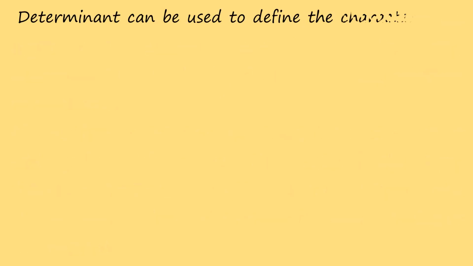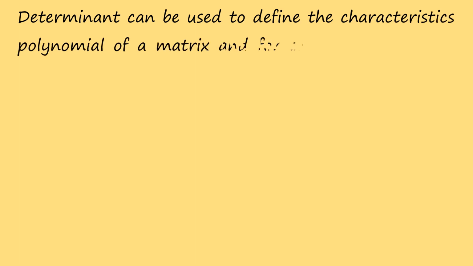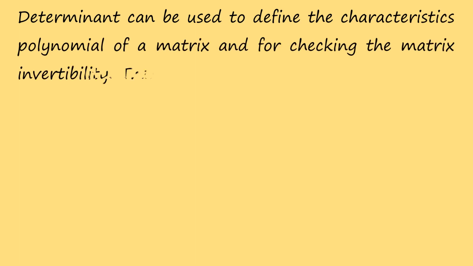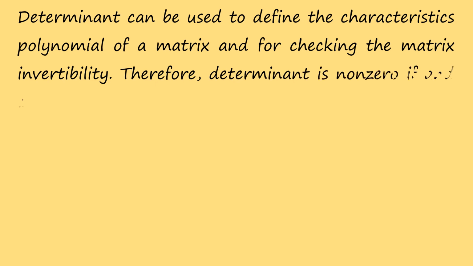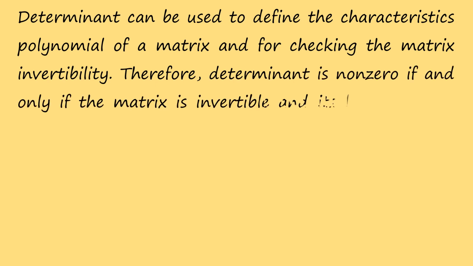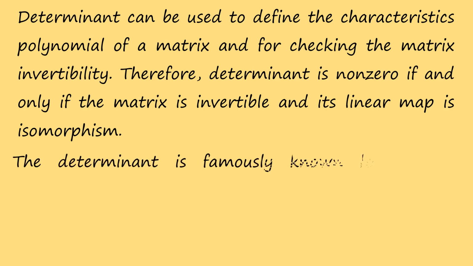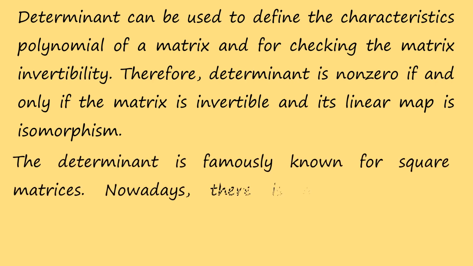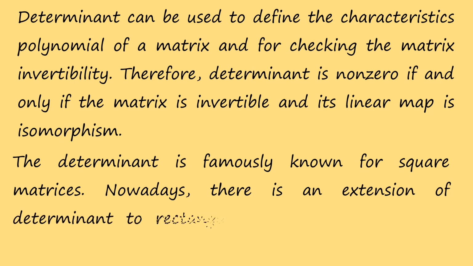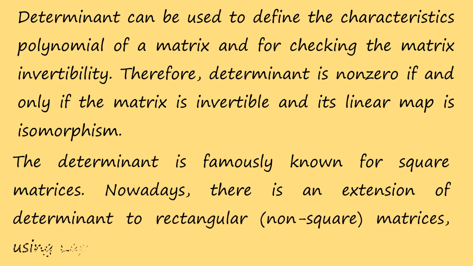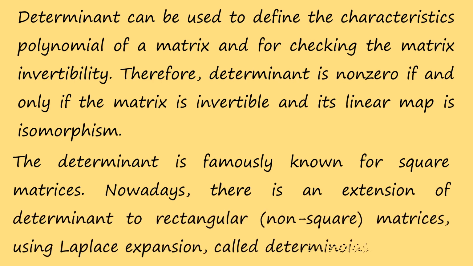The determinant can be used to define the characteristic polynomial of a matrix and for checking the matrix invertibility. Therefore, the determinant is non-zero if and only if the matrix is invertible and its linear map is an isomorphism. The determinant is famously known for square matrices. Nowadays, there is an extension of the determinant to rectangular or non-square matrices using Laplace expansion, called determinoids.